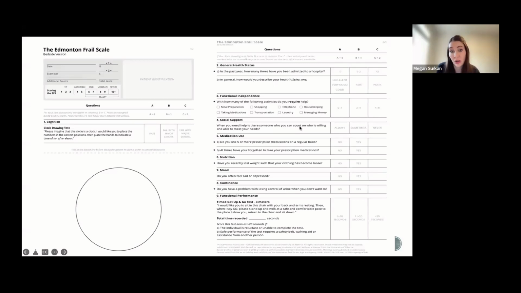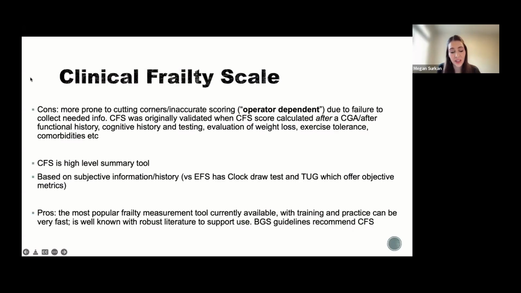Essentially, is there someone you could call if you needed help? It looks at polypharmacy. How many medications do you take? They use 5 or more as a cutoff for polypharmacy. Malnutrition, a question around mood, continence, and then they do the timed up and go. So that's the Edmonton Frailty Scale. And it's nice that if someone has malnutrition, get the dietitian involved. If someone has polypharmacy, then your output is, let's look at deprescribing. If someone has no one to call, social work referral. So it sort of guides you into what those next steps would be.